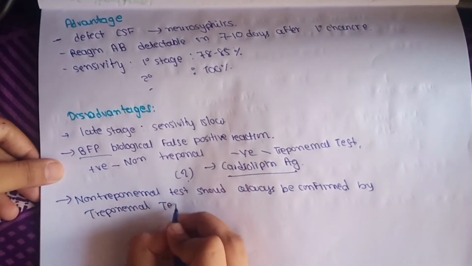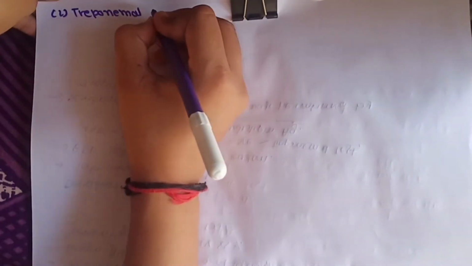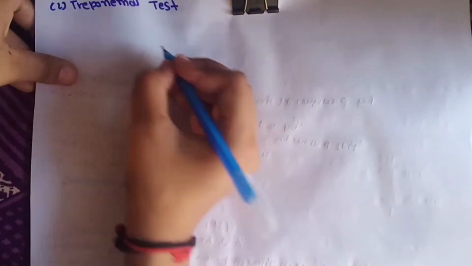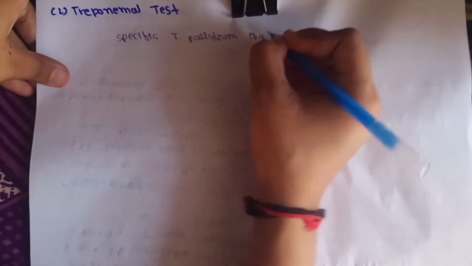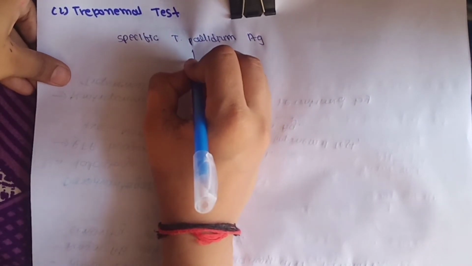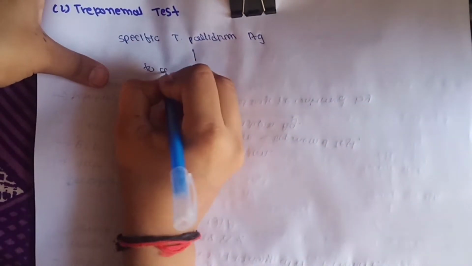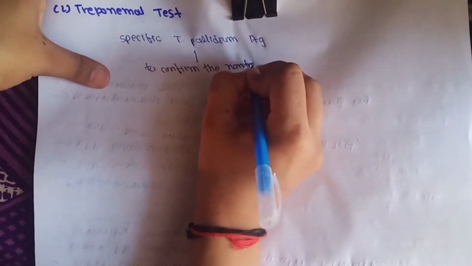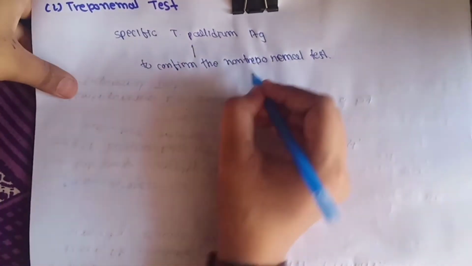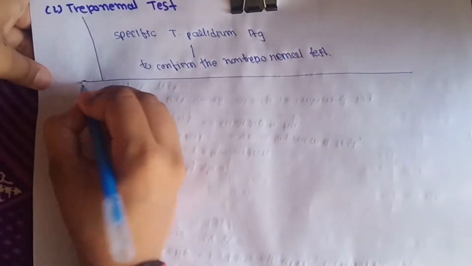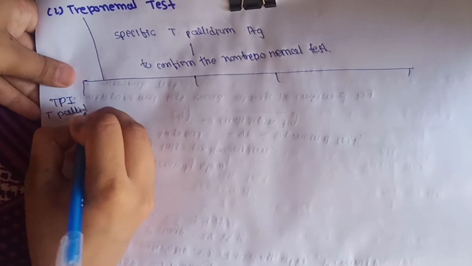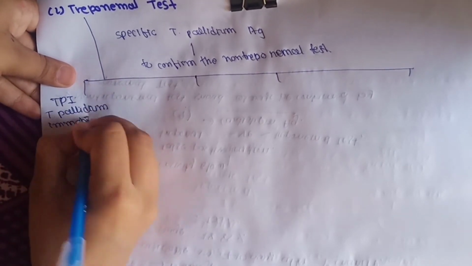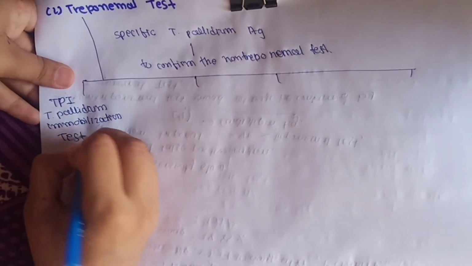Now, what's in this treponemal test? Have a look at this treponemal test, a specific test, because here we are finding antibody against the specific T. pallidum antigen, and we use this test to confirm the non-treponemal test. We have four tests which follow this treponemal test. First is TPI, T. pallidum immobilization test. It is not in use now.